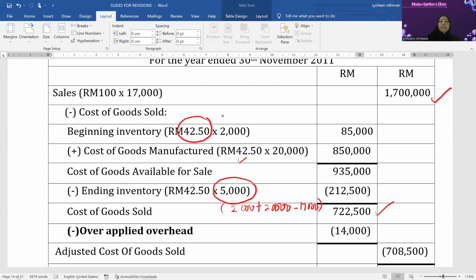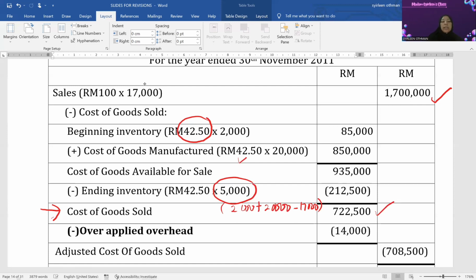So earlier we got over applied MOH of 14,000 ringgit. So when are we going to do the adjustment? After you've calculated your cost of goods sold, that amount will be adjusted below the cost of goods sold calculated.